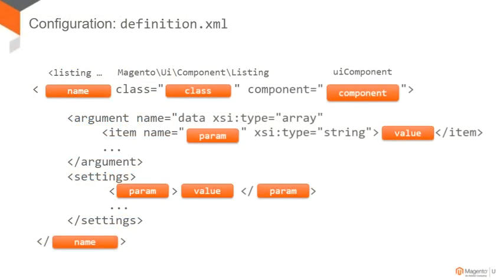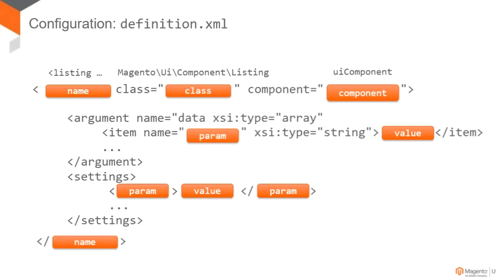This is the syntax for the definition XML file. The file consists of nodes, whose name is the name of the component. Each node has a class attribute, which is an instance of a PHP component class, and a component attribute, which has a path to the JavaScript component. Inside a node, there are two types of subnodes, argument and settings. Both will set config values for the component.